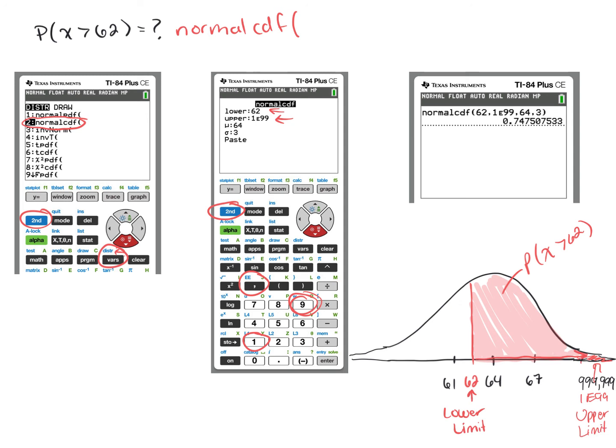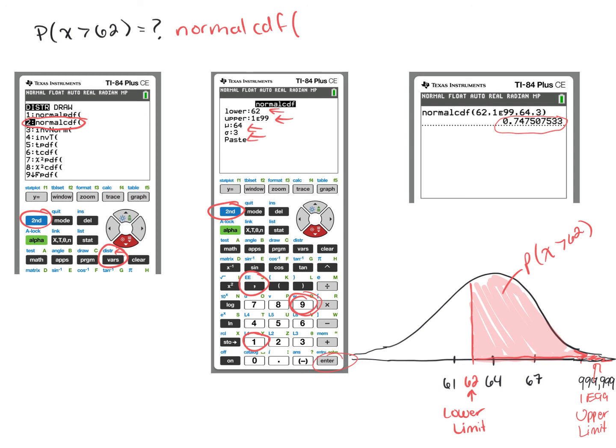And then the calculator is going to ask you to type in mu and sigma. So you're going to type in your population mean and your population standard deviation. Then go ahead and press enter, and you'll see that when you press enter, it gives you the probability. So the graphing calculator is a very nice tool to use.